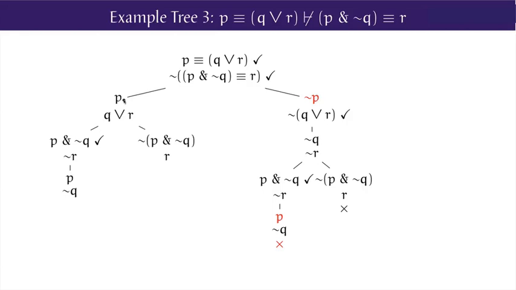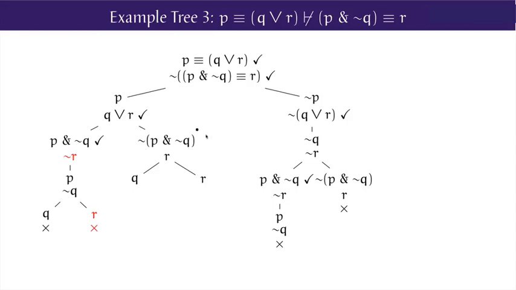So let's see what next thing there is to process. I see this Q or R, and I process that. It appears in both this branch and this branch, so I write down the Q or R options in both cases, and now I get some more closures. This Q closes with a not Q, so I get a closure there, and this R closes with a not R, so I get a closure there. But these two aren't closed yet.